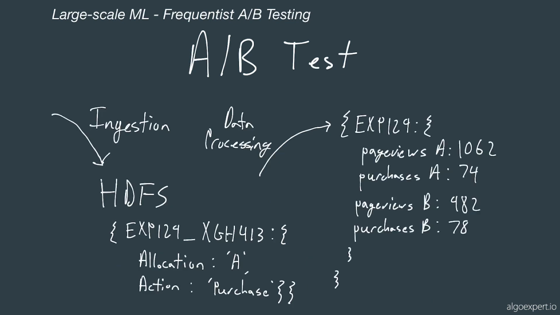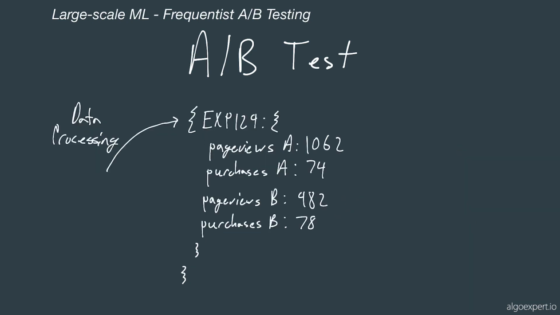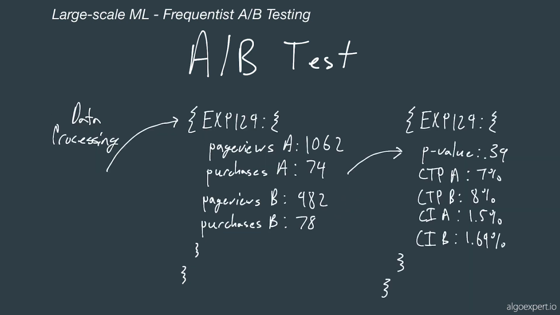Next, we would do some data processing on these records such that we would be able to count all of the page views that group A had and group B had, as well as the number of purchases that groups A and B made. After we have this data, we could have yet another processing step, which would use these counts to calculate the p-value, the click-through probabilities, and perhaps even the confidence intervals of those click-through probabilities. This information could be propagated to some web interface such that people can go on and monitor, track, and see the history of all of their experiments.